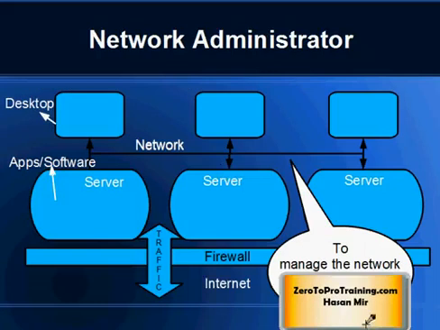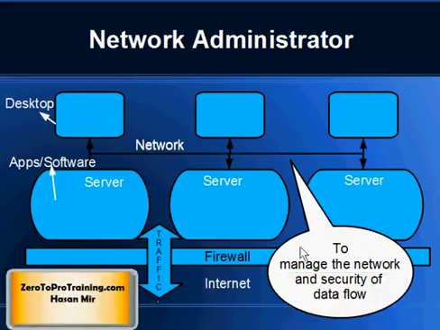Now we will talk about network administrators. A role for network administrator is to manage the network and security in terms of data flow. Data is flowing from one computer to the other. That computer could be a desktop from where the data is flowing, and the other computer could be the heavy-duty servers, or data could flow from one server to the other, and so on. And the health of this communication is managed by the network administrators.